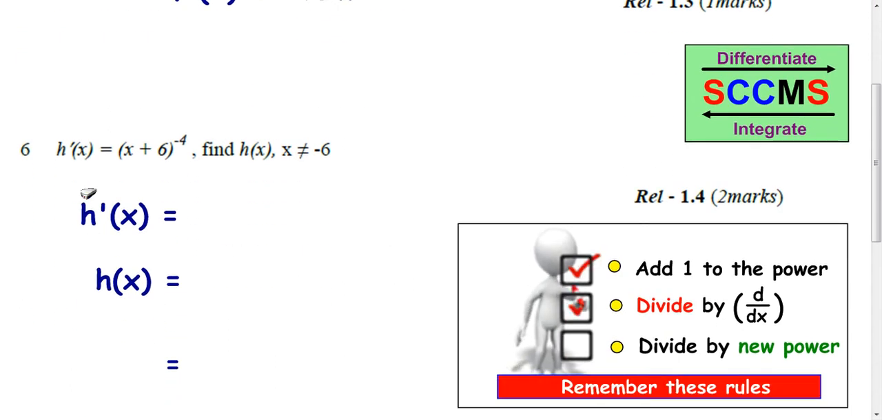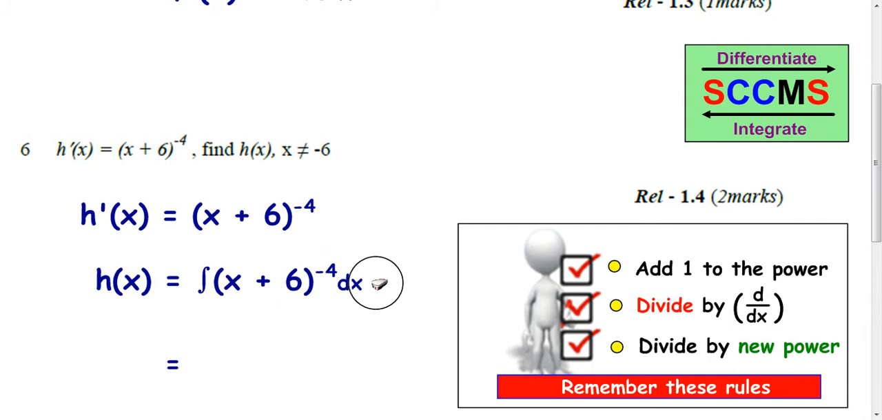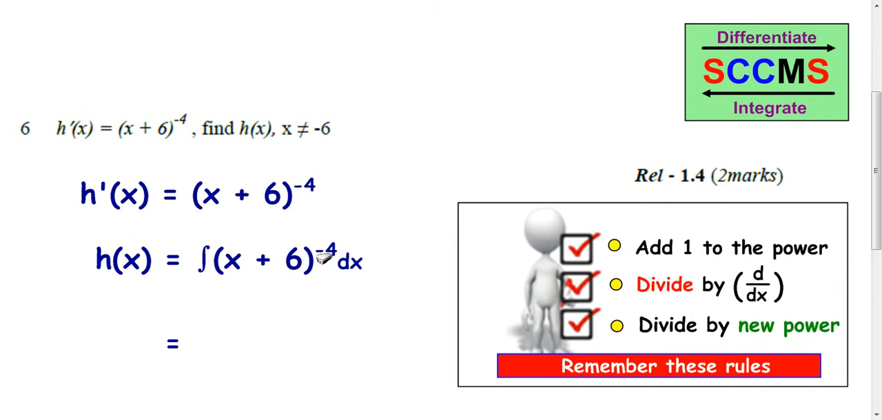Okay, question 6. h dashed x equals x plus 6 to the power of negative 4. We've got to go reverse this and go back to h of x, which is actually integration. So to go back to h of x, you integrate x plus 6 to the minus 4 with respect to x. How do you do this? Well, this is a further integration, so you add 1 to the power, you divide by the derivative of the bracket and also by the new power.